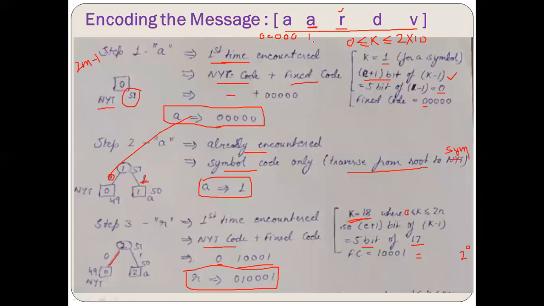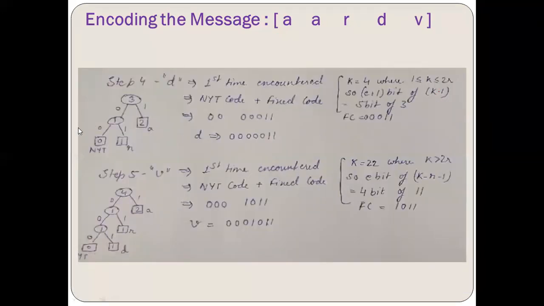Now, moving to the next step, we have step 4. We have already coded A. Again, A has already been coded. Then I have coded R. Now I'm going to code D, right? To encode D, I'm again going to check whether it is encountered first time. Yes, it is encountered first time. So NYT code followed by fixed code.